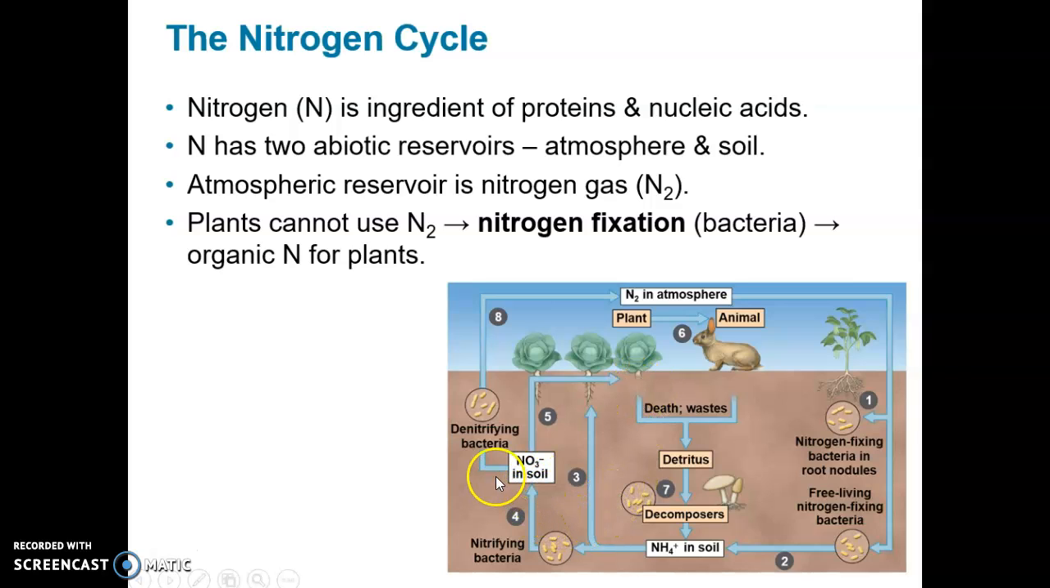And then there's a type of bacteria that can liberate the nitrogen that's in the soil back up into the atmosphere, called denitrifying bacteria. So it cycles through the living and non-living realm through these processes. The overall nitrogen cycle.